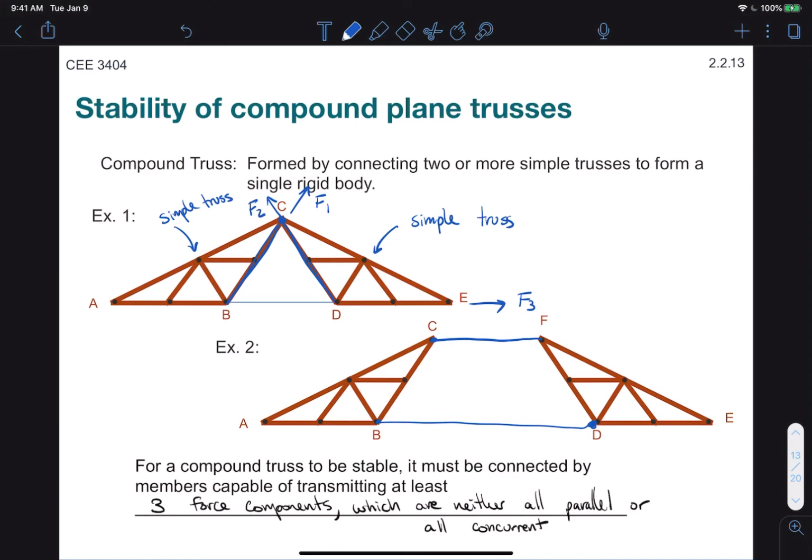So we can add another member diagonally. And so in this case we have force 1, force 2, and force 3, which are not all parallel and not all concurrent.